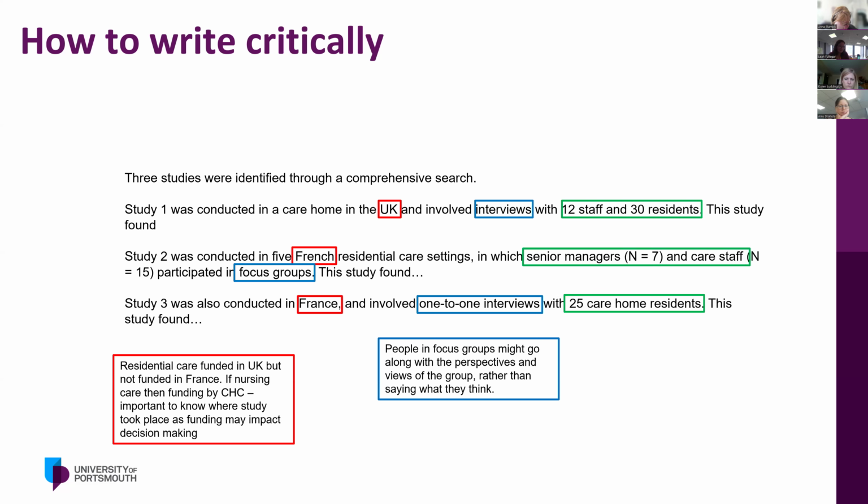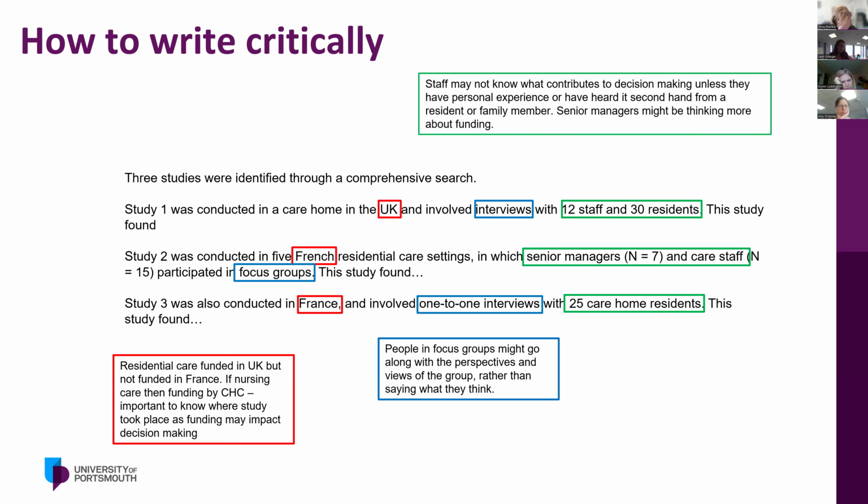Next, we've told the reader that there are different people involved in each study, senior managers, care staff, residents. We can make a note about what that might mean. We can also link this back to our methods. Would care staff feel that they can speak openly in a focus group with senior management? That might be a little piece of information that we can put to one side to use later when we're starting to bring it all together.